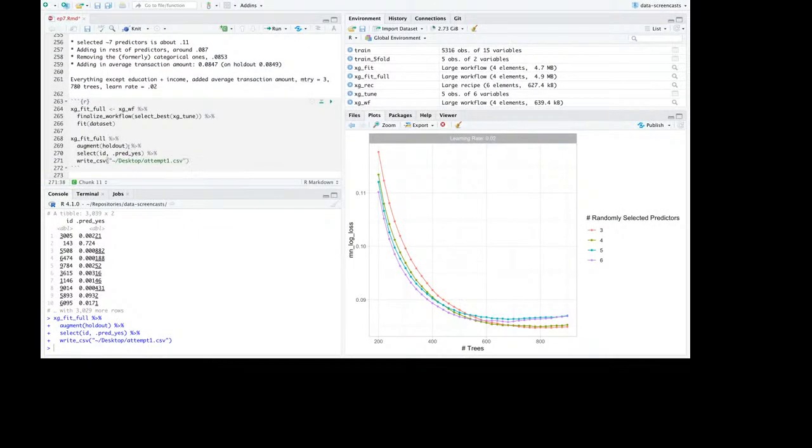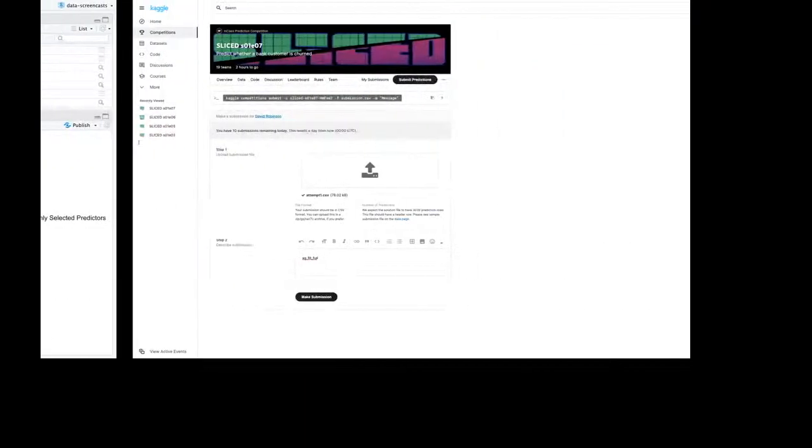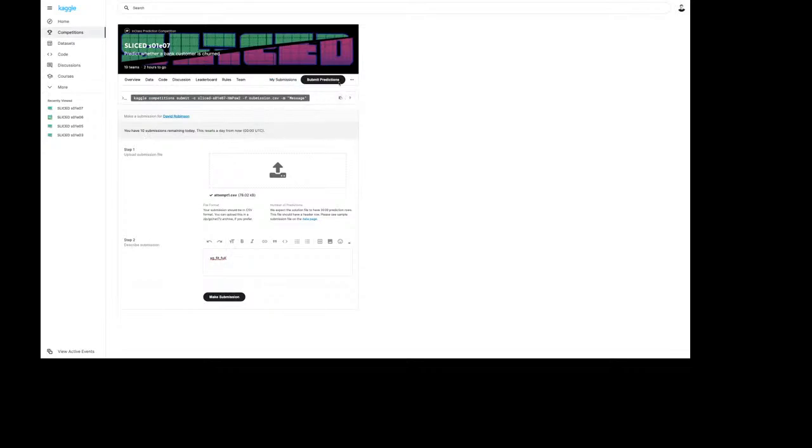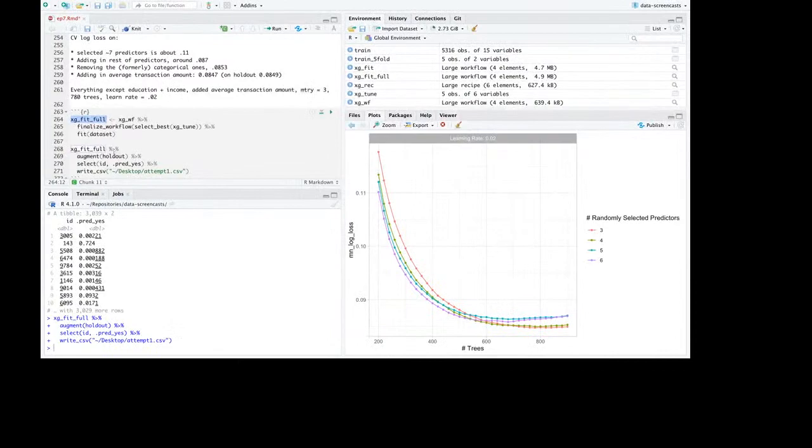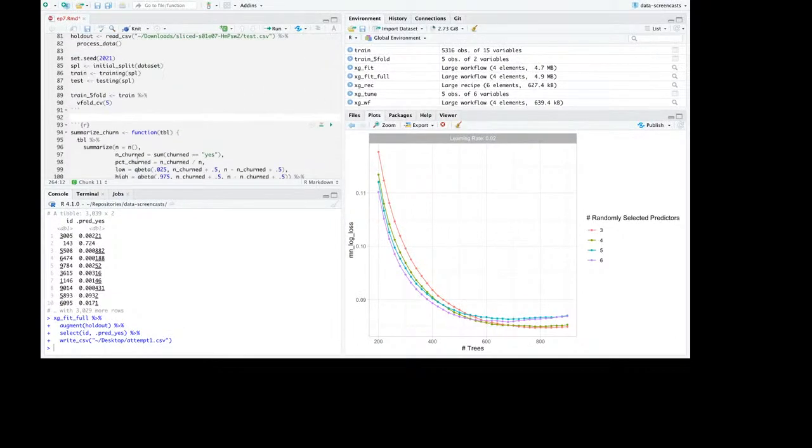Fit full augment. Oh, shoot, I need to give it the right name. Attrition flag.